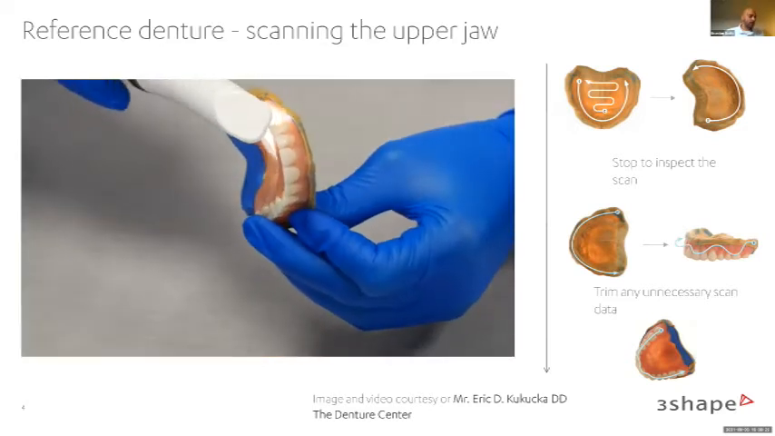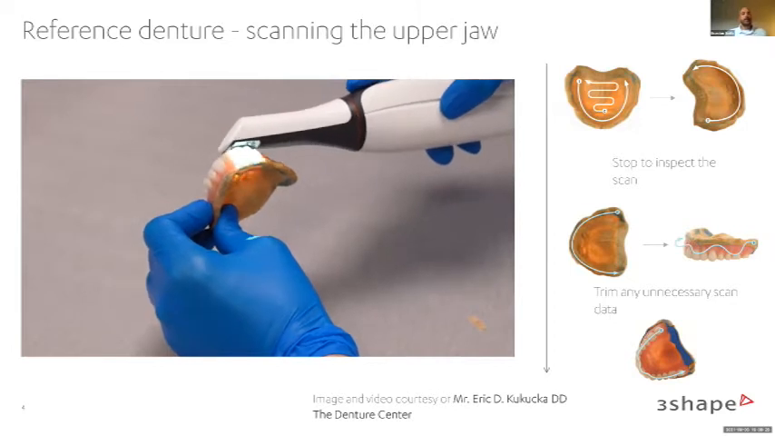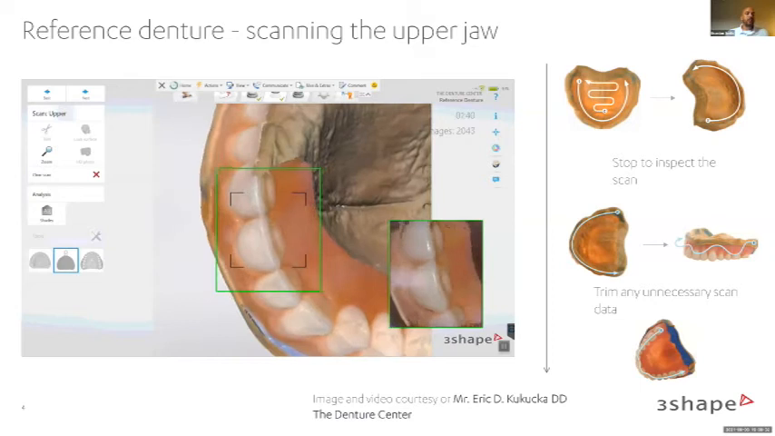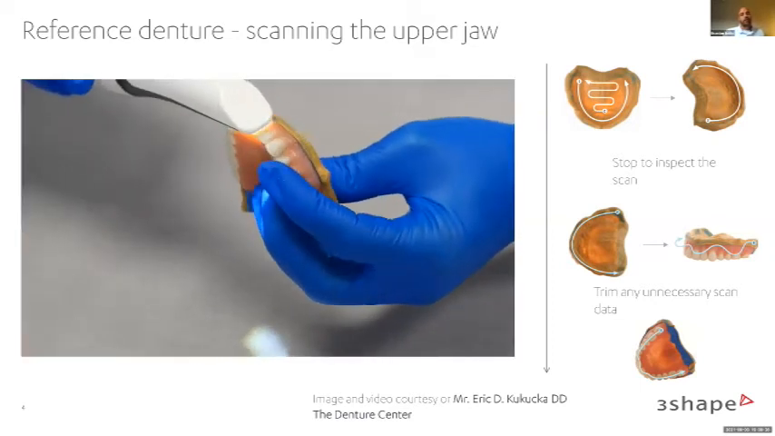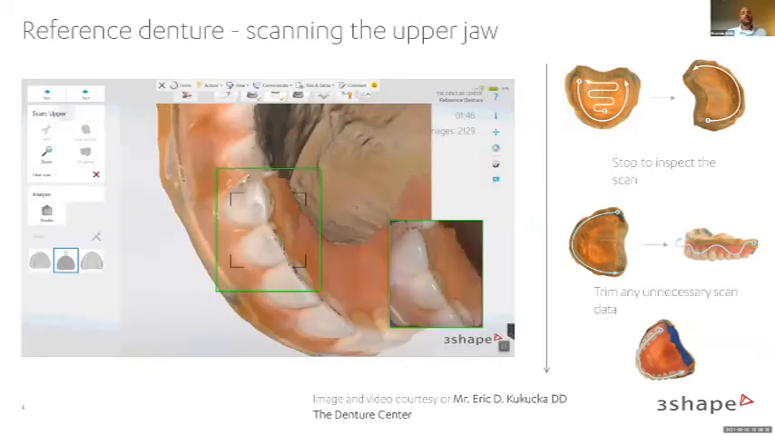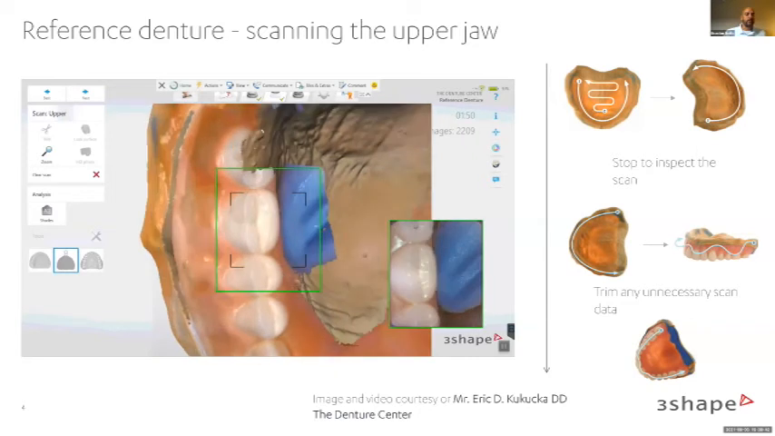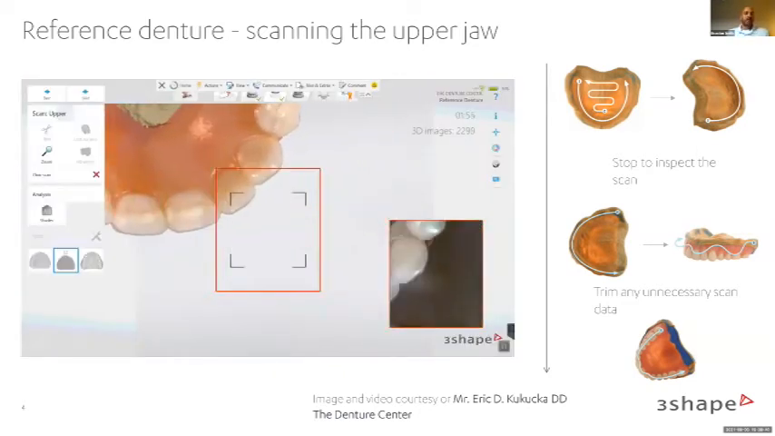Typically when patients wear these existing dentures for a long period of time, they like the size and the shape of the teeth, but they're typically overworn. So they need new teeth. They need to reestablish their vertical. This process gives us an accurate way to do this without having to create bite rims. It cuts down the appointment amount.